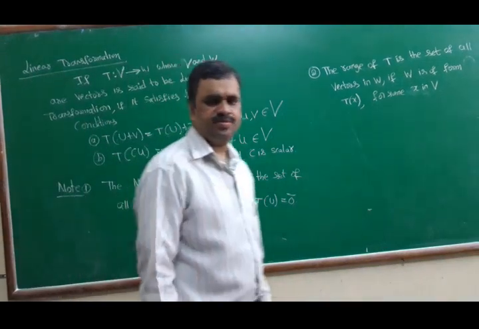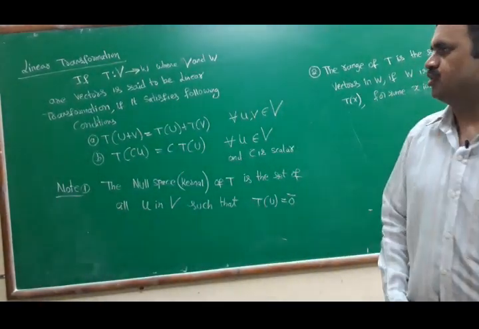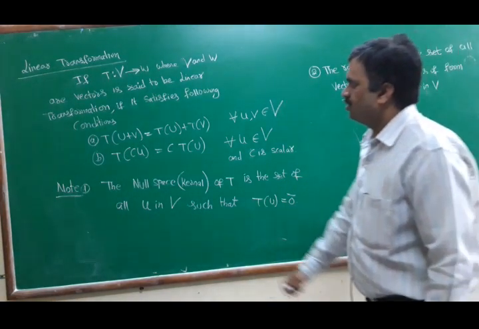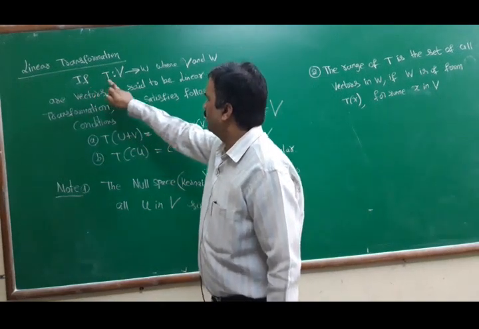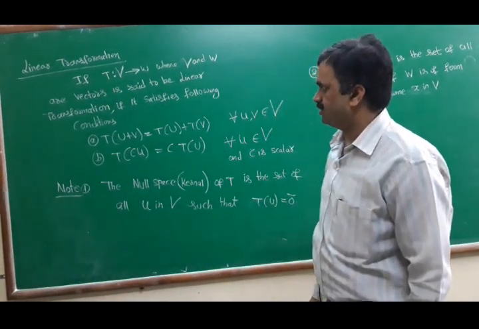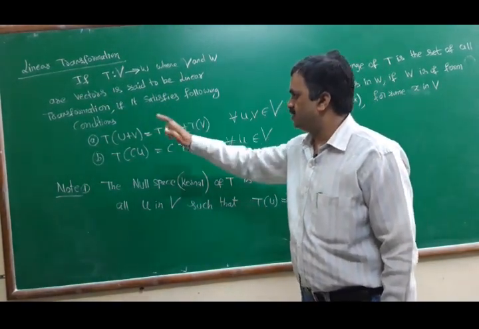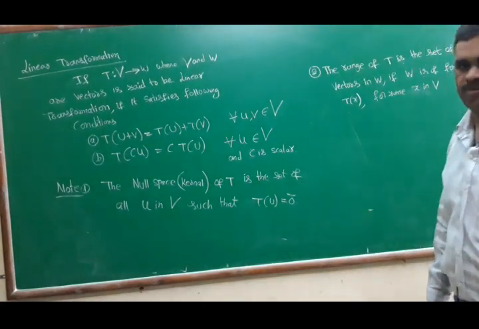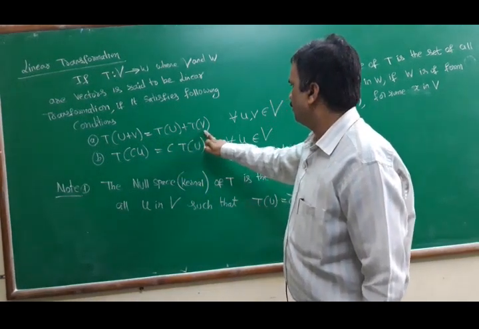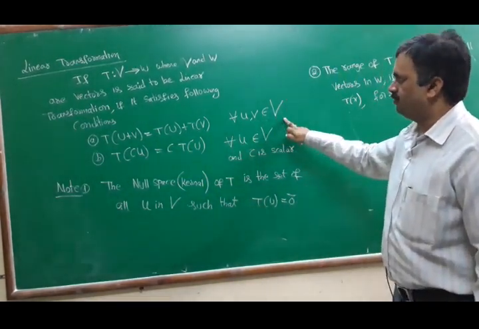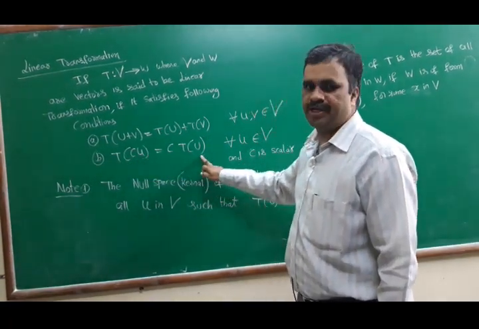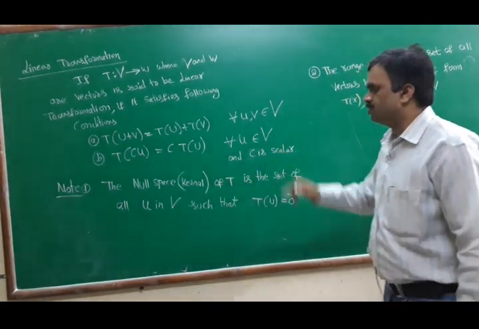Good morning, students. Today, our new topic is linear transformation. Definition: if T maps V to W, where V and W are vector spaces, T is said to be a linear transformation if it satisfies the following two conditions: T of u plus v equals T of u plus T of v for all u, v belonging to V, and second, T of cu is equal to c times T of u for all u belonging to V.